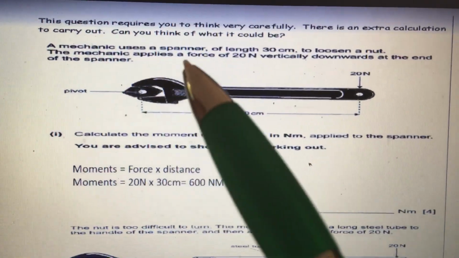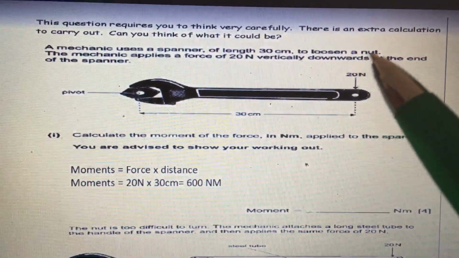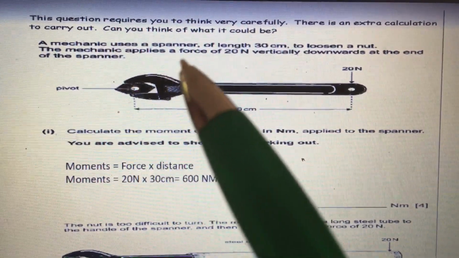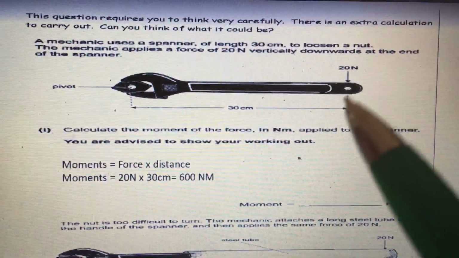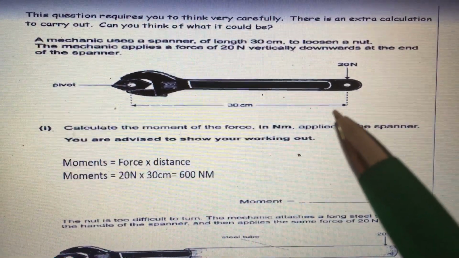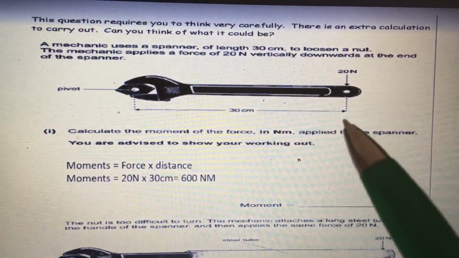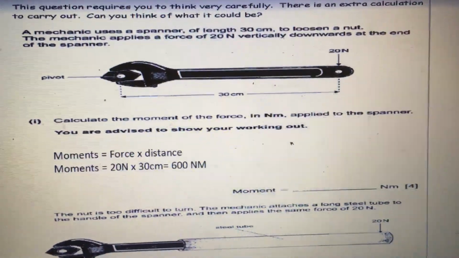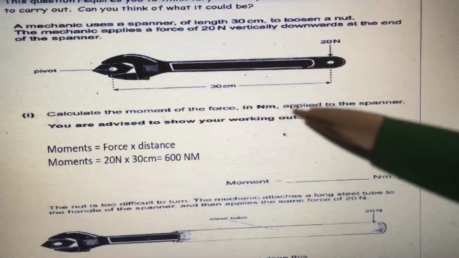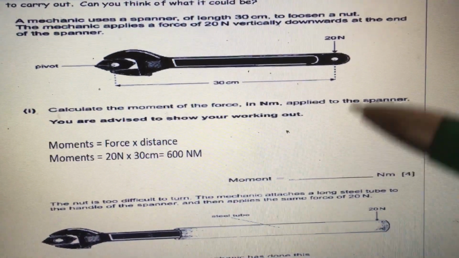A mechanic uses a spanner of length 30 centimetres to loosen a nut. The mechanic applies a force of 20 newtons vertically downwards at the end of the spanner. So here's your pivot, there's your force, this is the distance between the force and the pivot. Calculate the moment of the force in Newton meters applied to the spanner. You're advised to show your working out.